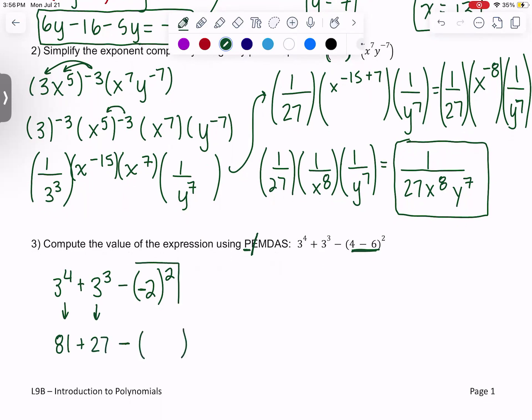Negative 2 to the power of 2 is positive 4. Negative 2 times negative 2. There's a minus sign in front, so now we have 81 plus 27 minus 4. Left to right, that is 54 minus 4, 50.